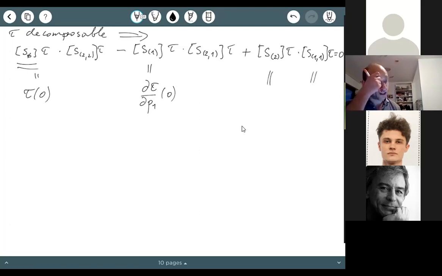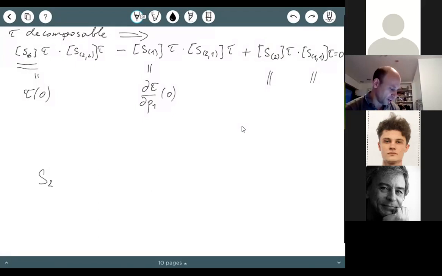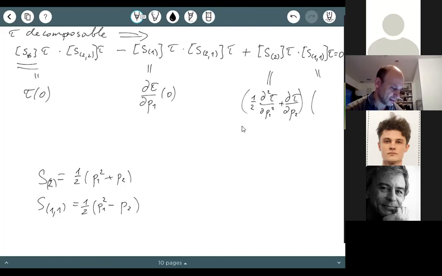Now these are a little bit more complicated already. Because S2, if you remember, is 1/2 P1 squared plus P2, and S11 is 1/2 P1 squared minus P2. So to extract these coefficients, I need differential operators. Actually, you can check that this is 1/2 d2 tau over dp1 squared plus d tau over dp2. And this is the same thing with a minus sign. So in the end, we will get some expression in tau and its derivatives, and we take its value at 0.